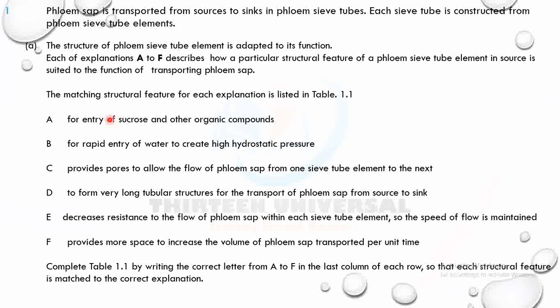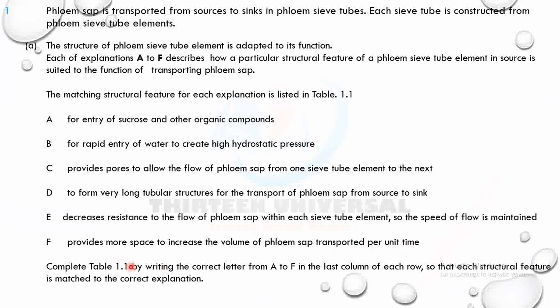The first one, for entry of sucrose and other organic substances, for rapid entry of water to create hydrostatic pressure. C provides pores to allow the flow of phloem sap from one sieve tube element to the next. D, to form a very long tubular structure for transport of phloem sap from source to sink. E decreases resistance to the flow of phloem sap within each sieve tube element, so the speed of flow is maintained. F provides more space to increase the volume of phloem sap transported per unit time.